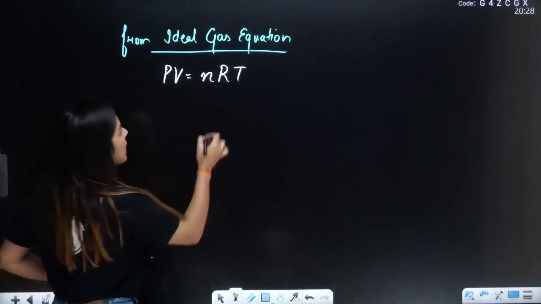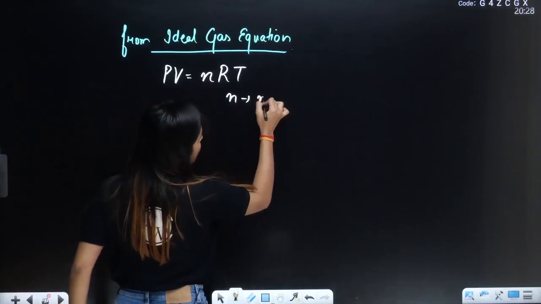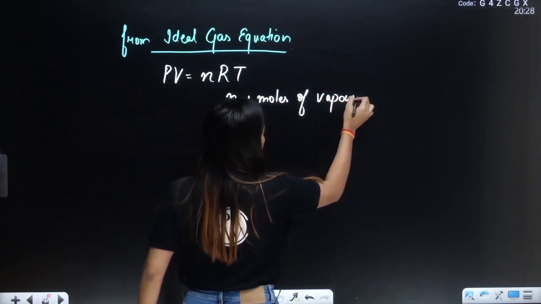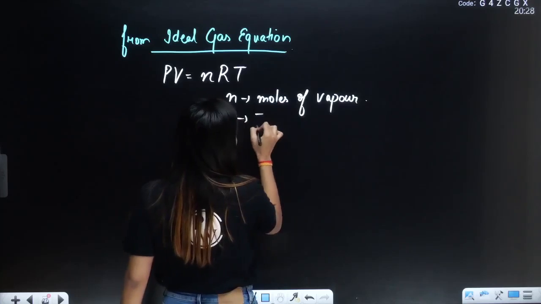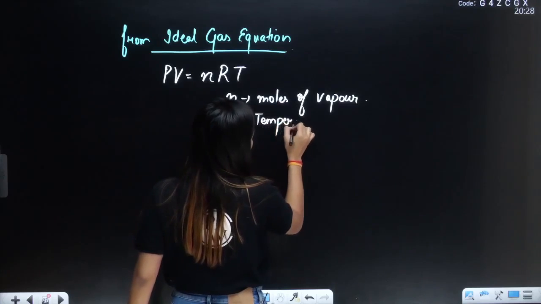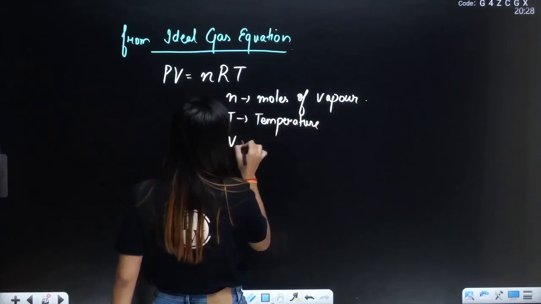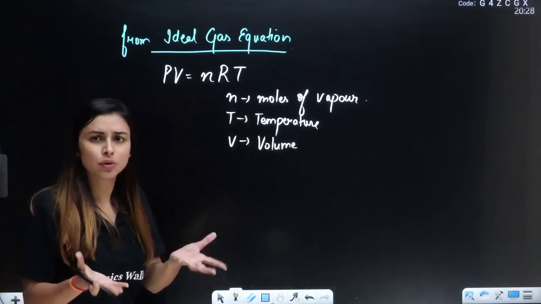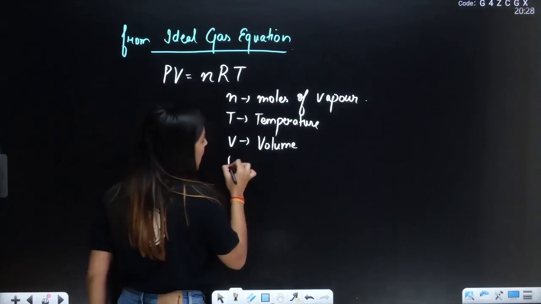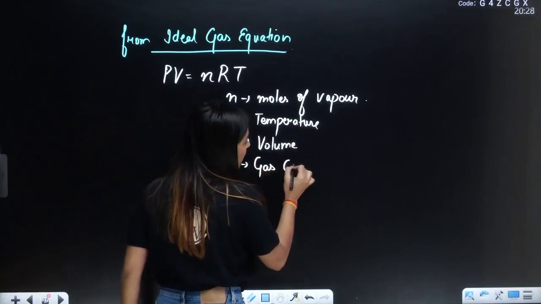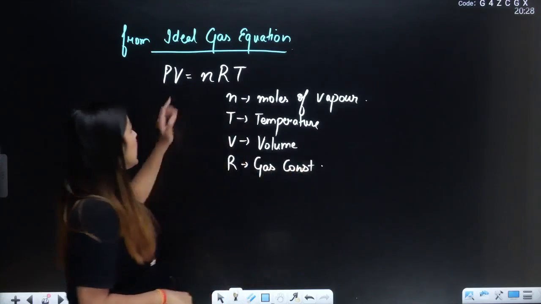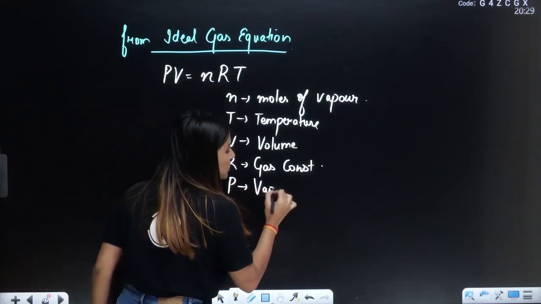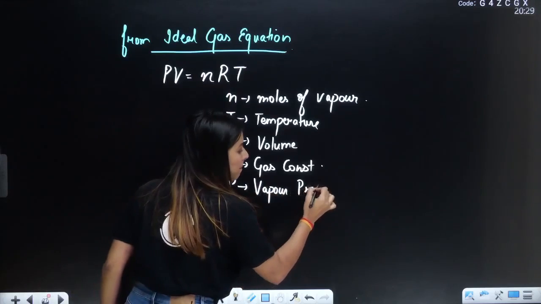See, my dear students, here n is the moles of vapor. T is the temperature. V is the volume of the container. I can write it as volume because the gas takes up the volume. And my dear students, R is your gas constant. It is a constant value. And P is your vapor pressure.